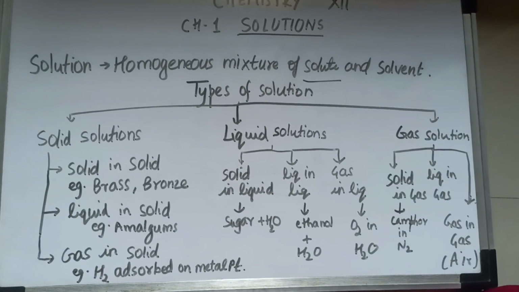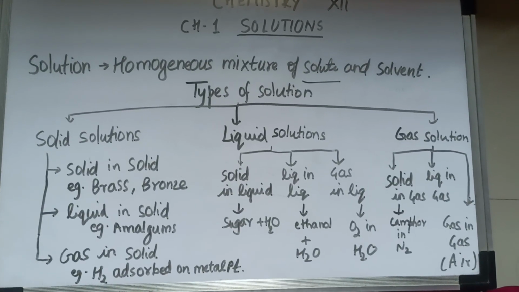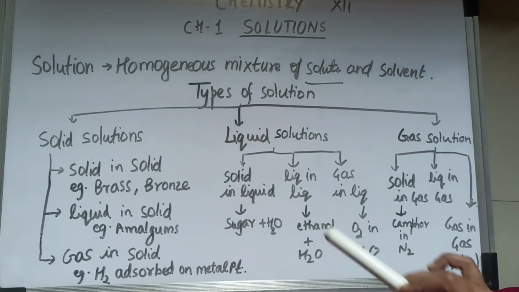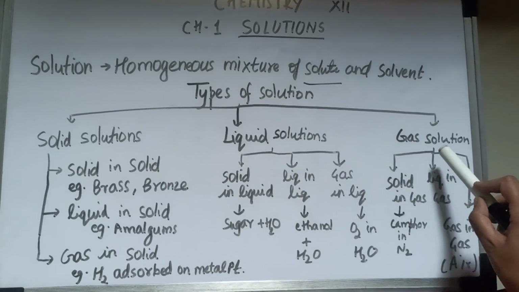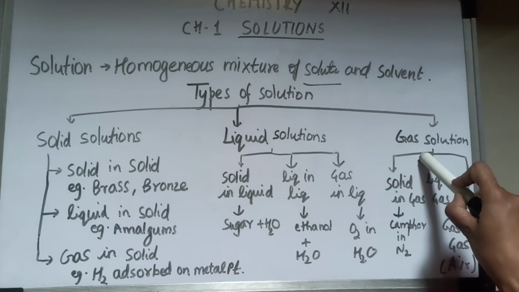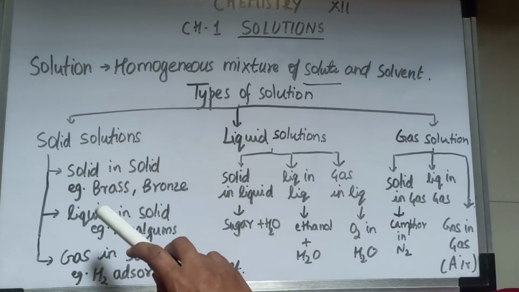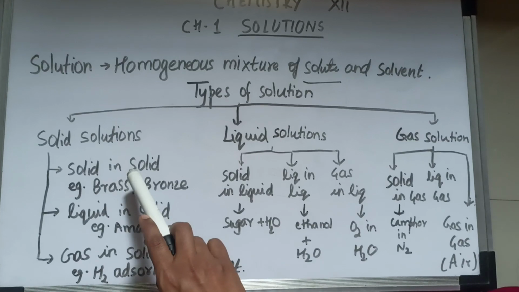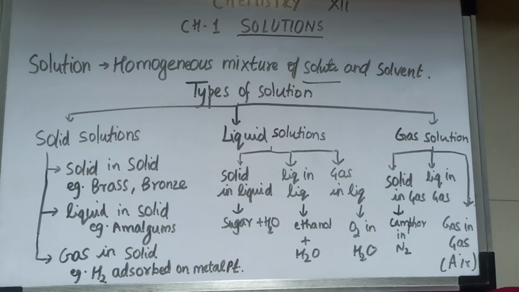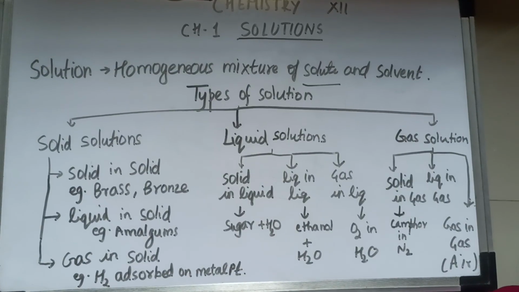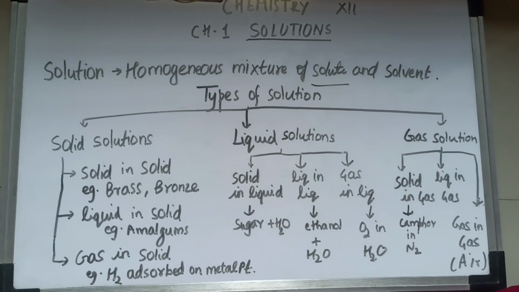There are different types of solutions that we are going to study about. First type of solution is solid solutions. Second is liquid solutions. Third one is gaseous solutions. Solid solutions also, they are categorized into three different parts. First part is solid in solid. Solid in solid means both the components are going to be solid. All the examples of this case are going to be alloys, different alloys.